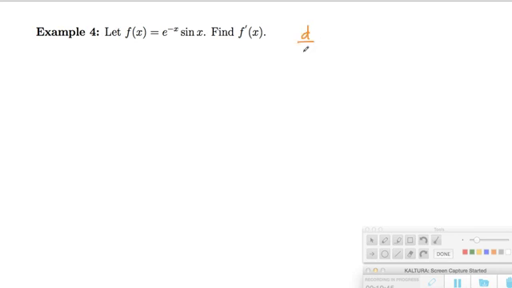Now remember, if you're looking for the derivative of Euler's number e to a constant times x, remember that the derivative is k, that constant, times e to the kx. So if you have the derivative of e to the negative x, that's like a negative 1 times x. The derivative will be negative e to the negative x. And remember that the new information here, the derivative of sine of x, is cosine of x.